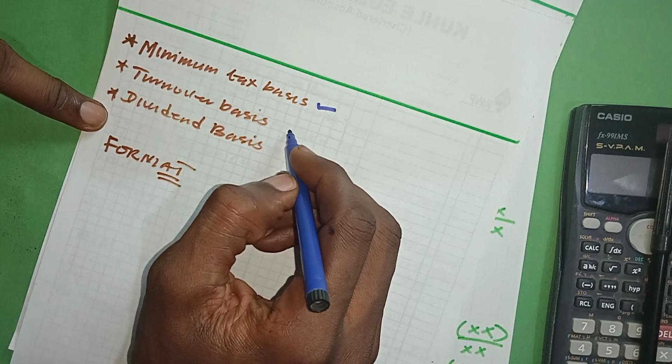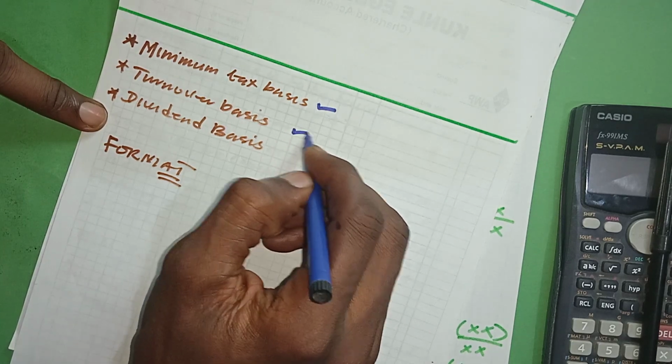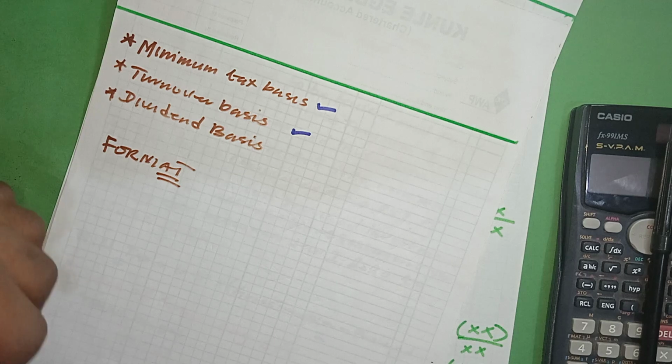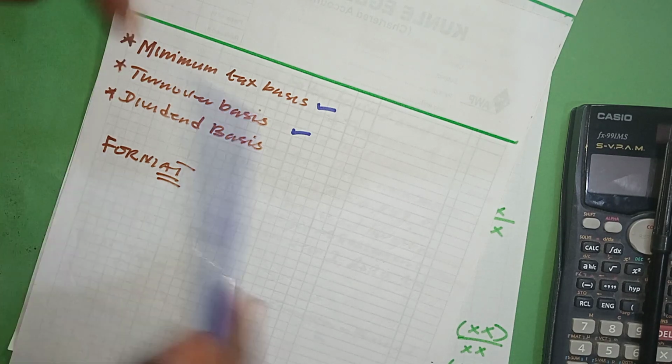The turnover basis. Here, after you must have computed everything and you give it to the tax authority, they will say, how come your income is so much? How come your expenses is so much? They are suspecting something there. They say, no, we cannot go with this your normal computation. We cannot go with it. We have to do something about it.